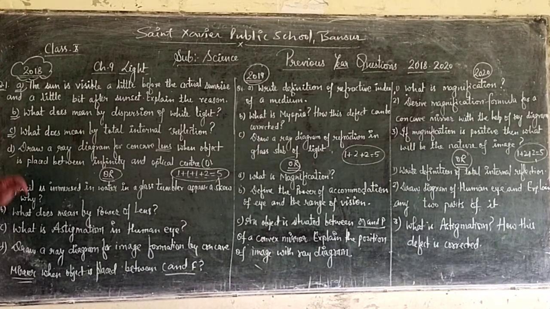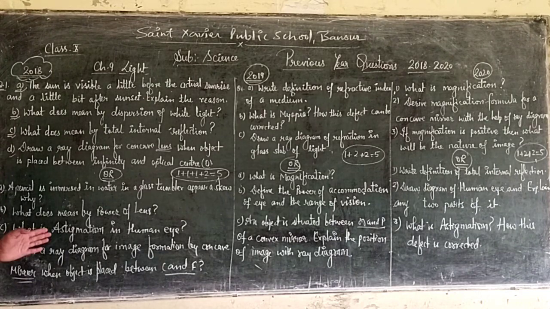And in part B he is asking what is meant by dispersion of white light. In this I told you the example of a prism: when white light is passed through a prism, it is split into 7 beams of light. These are of different colors: violet, indigo, blue and so on.